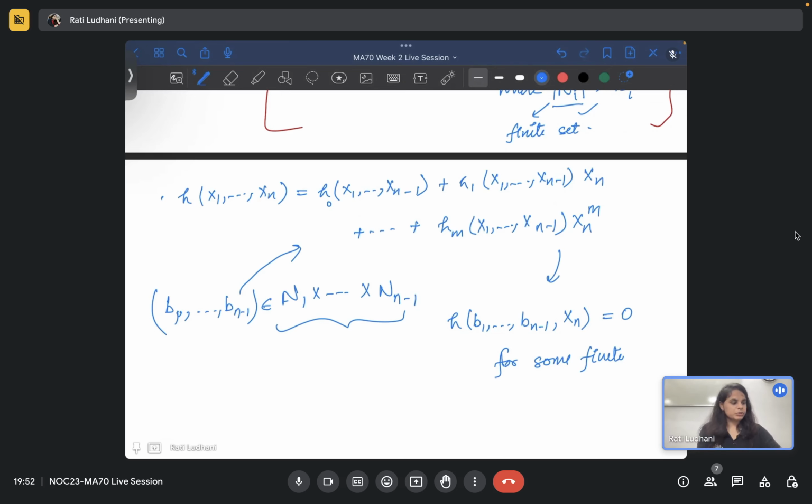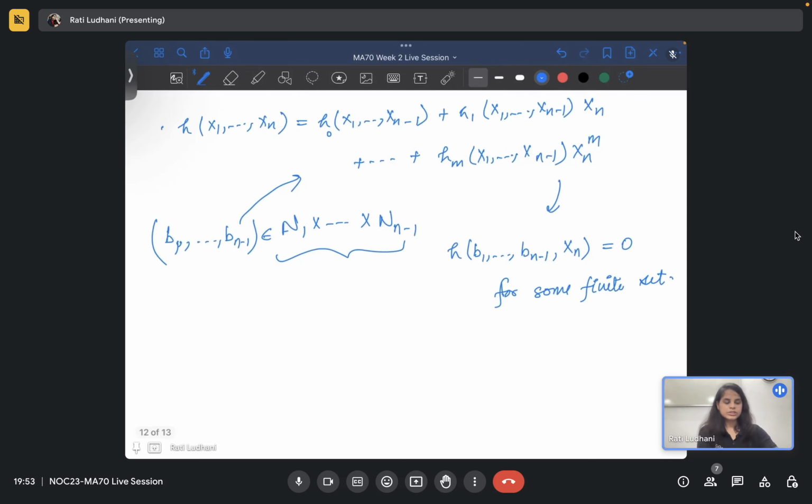Okay, less than or equal to m. For some finite set it will be 0, because this is a one variable thing, and in one variable we know already. So h will be 0 for some finite set. Now, this itself is non-zero, because b1 to bn minus 1 are coming from h dash, and from there we know that this point comma an is non-zero. So it's a non-zero thing appearing again and again.